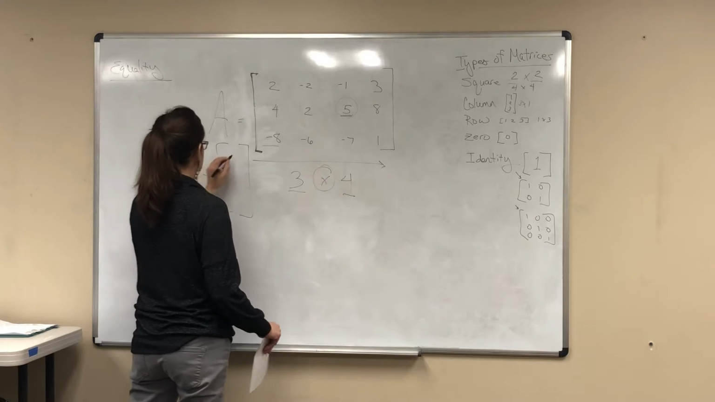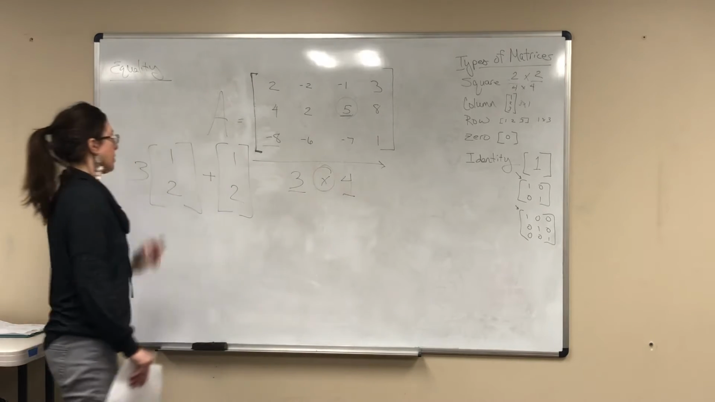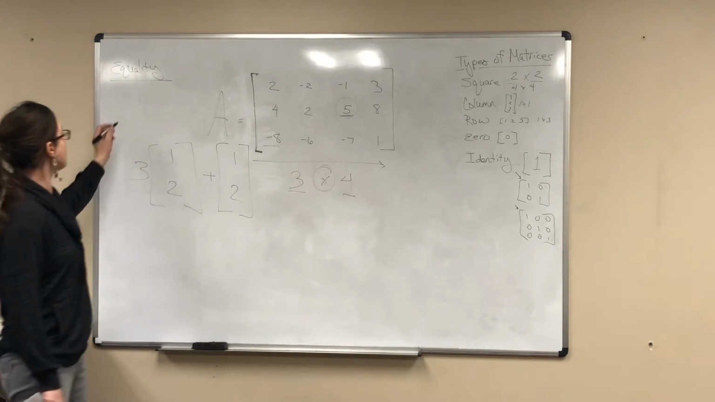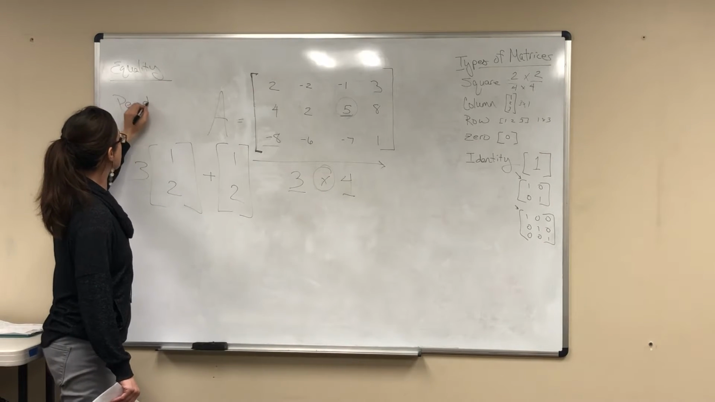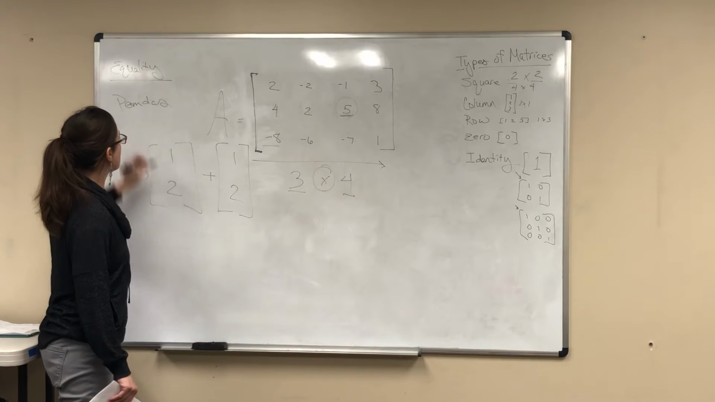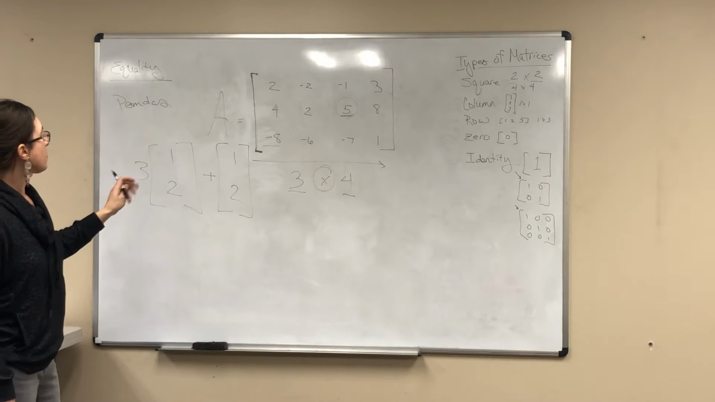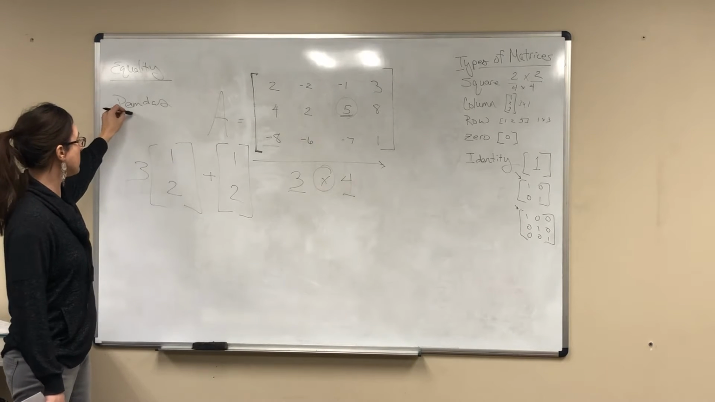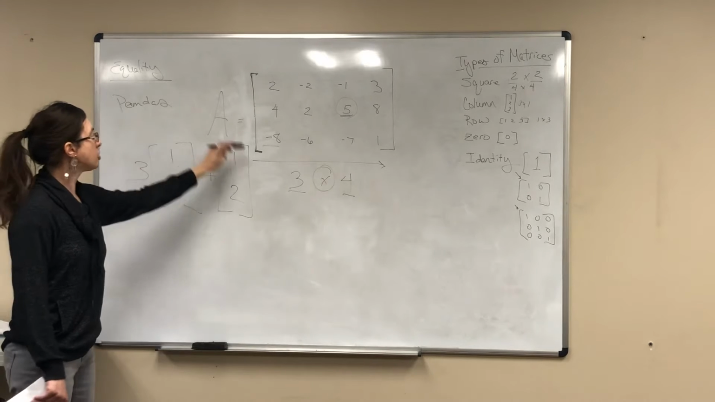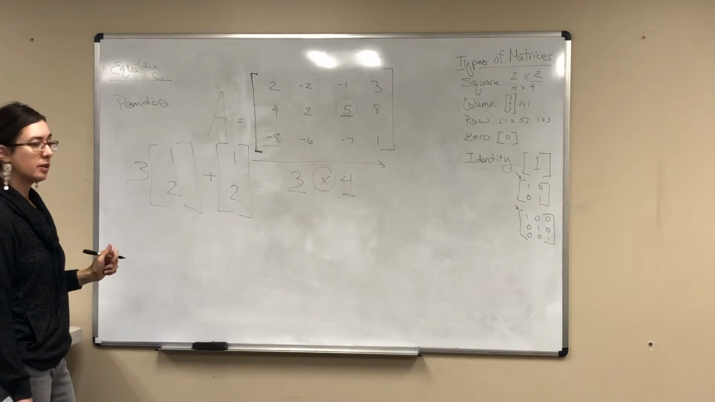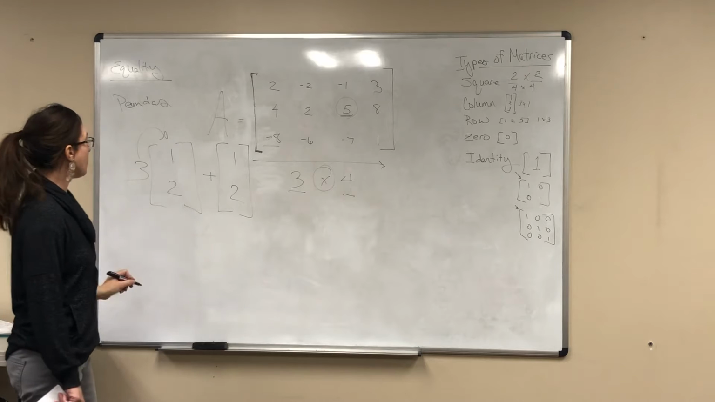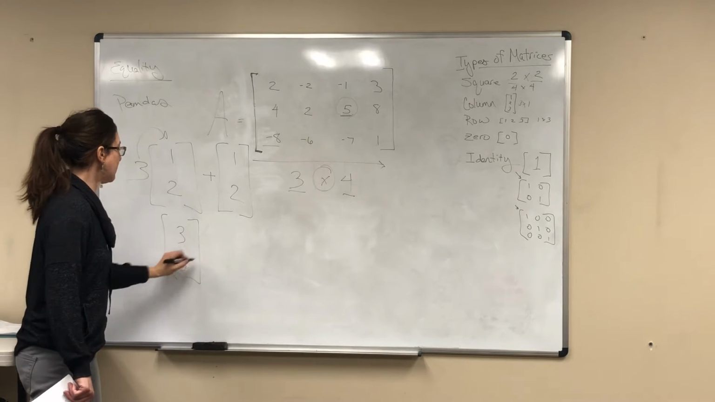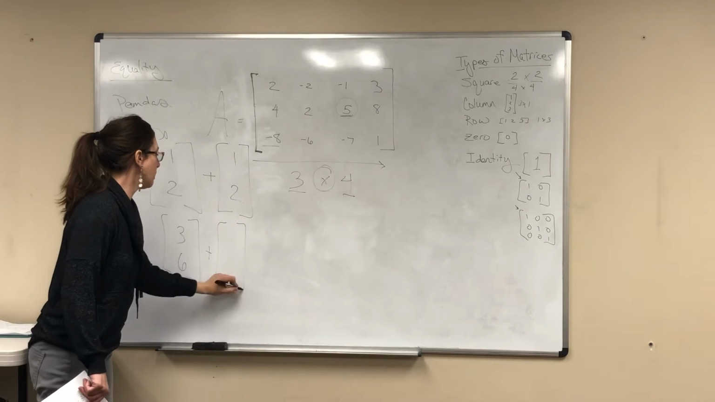Let's do this. Same order of operations as regular math. So what do we have? PEMDAS, right? Parentheses, we're good. We don't have an exponent. We have multiplication. Which part do we do first of this? First, we're going to multiply times 3 first. So we have 3 and 6. Now we have 1 and 2.